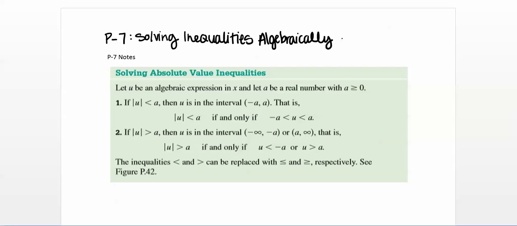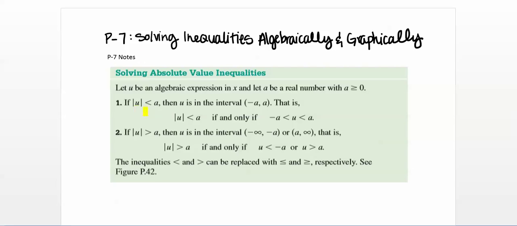So just like we were solving some equations using graphs, we're going to learn how to solve inequalities using graphs. Okay, and also a little bit algebraically. So the box here, solving absolute value inequalities. This is something that you learned how to do in Algebra 2.